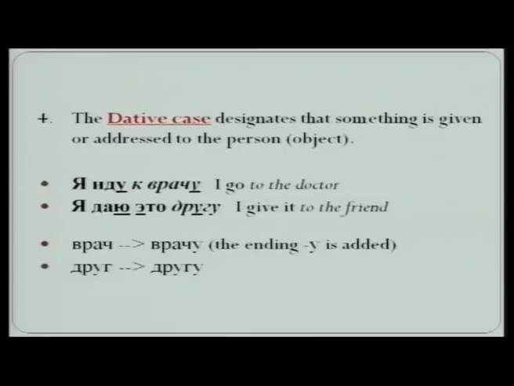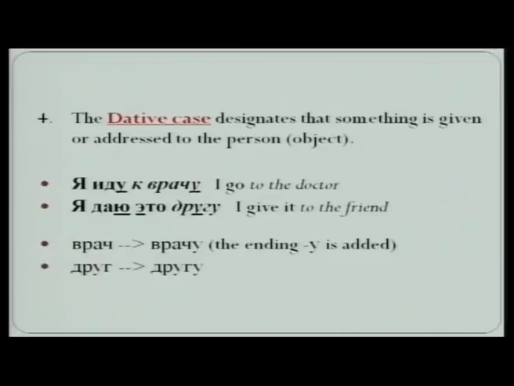Я иду к врачу. I go to the doctor. So, here vrach, which means doctor, is something which has been addressed. That is why я иду к врачу. Accordingly, the next sentence is я даю это другу. I give it to the friend.